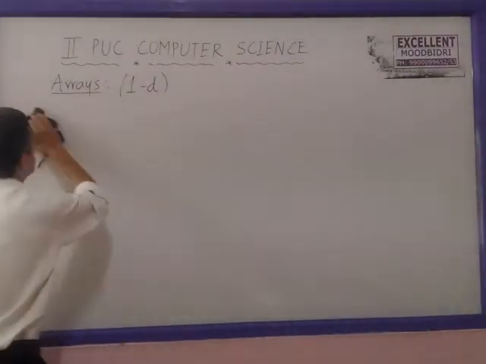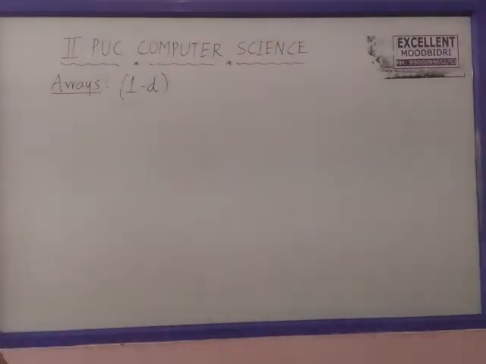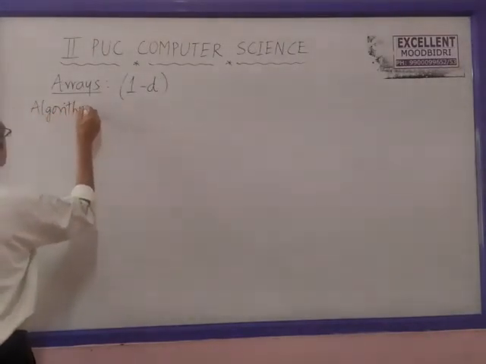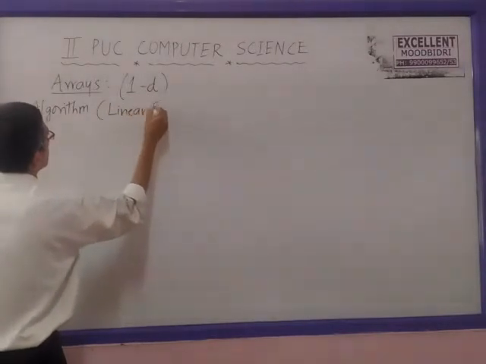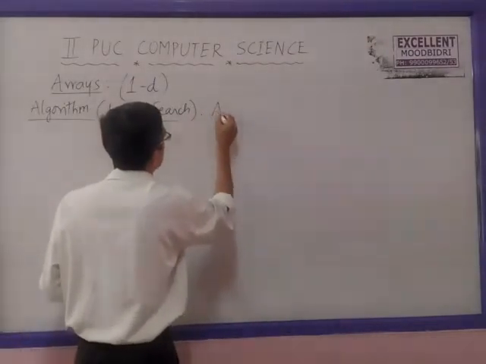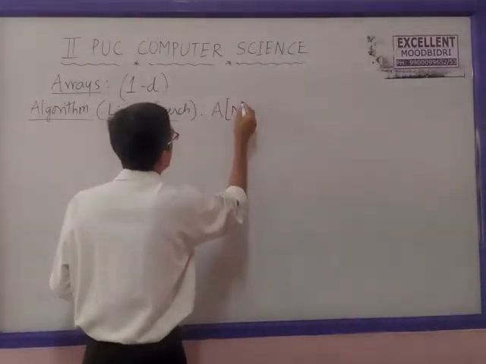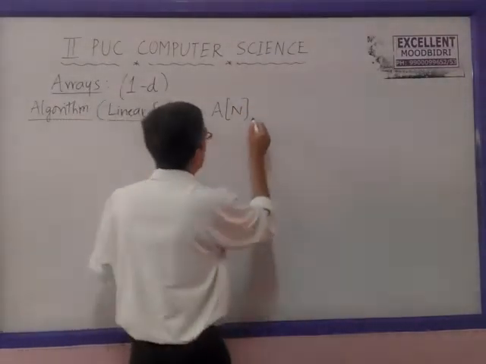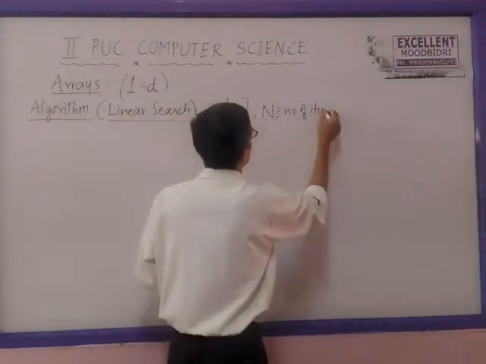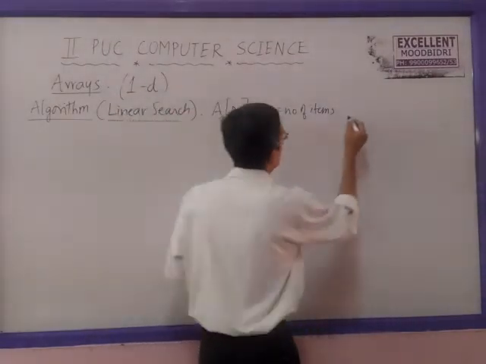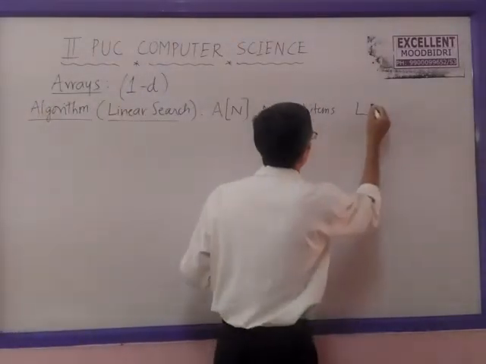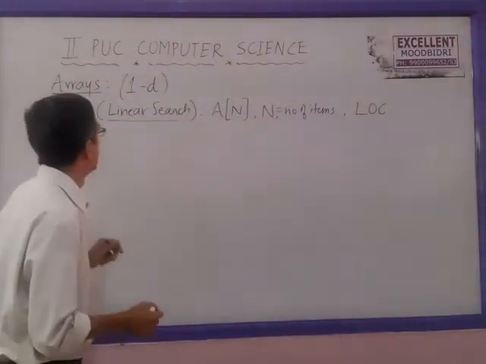The algorithm: linear search. Let A be the array. A of n, where n is the number of items in the array. N is the number of items, or array size. Then let the location be given in the variable location. I will write the steps now.